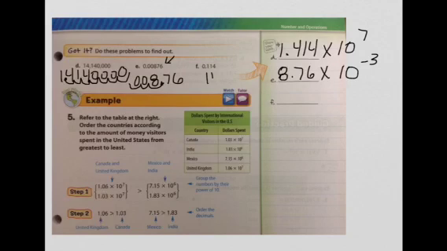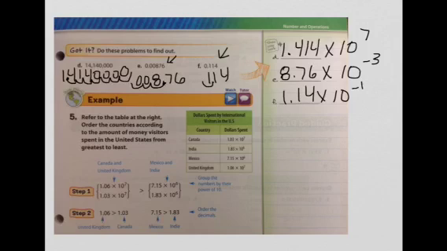Now we have 114. We're going to put our decimal in. Again, we want to go back and match the number we started with. So we're going to do 1 place to the left, so it's going to be 10 to the negative 1.